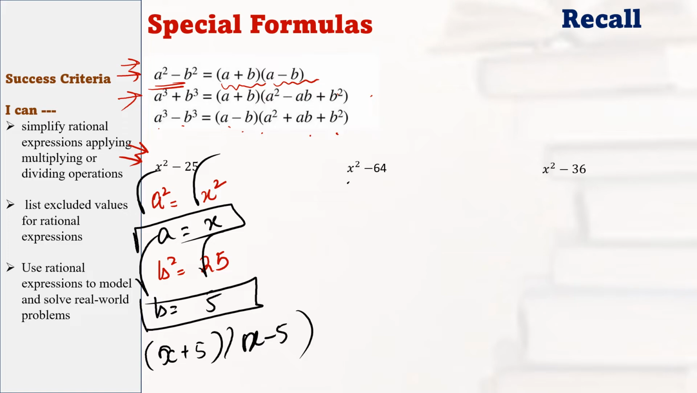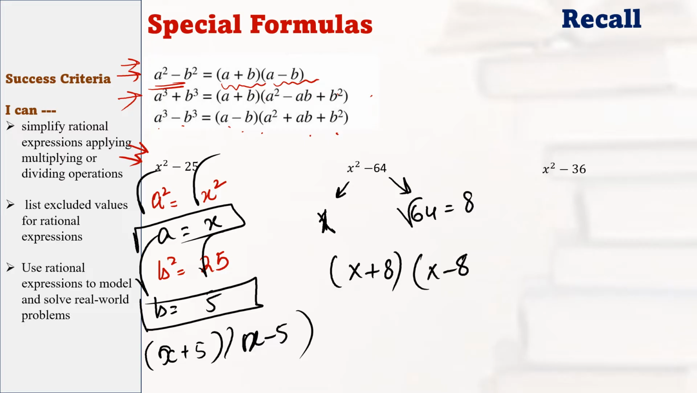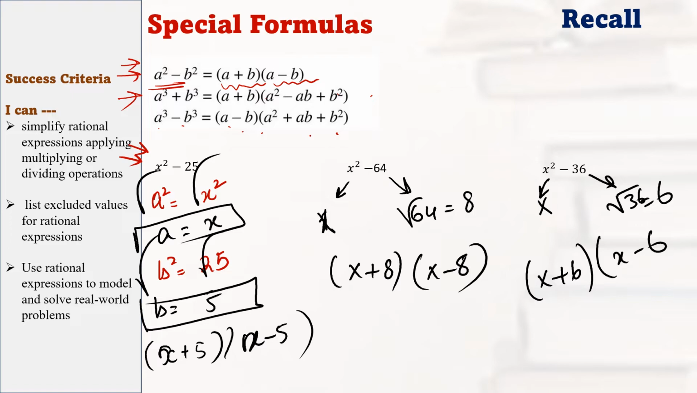So let's see the next. The square root of x square is x and the square root of 64 is 8. So one time you write x plus 8 and one time you write x minus 8. Now next question. The square root of x square is x and the square root of 36 is 6. So write one time x plus 6 and one time x minus 6.